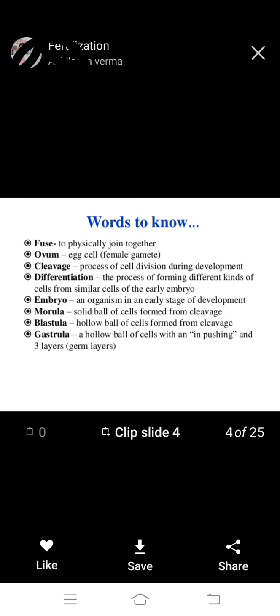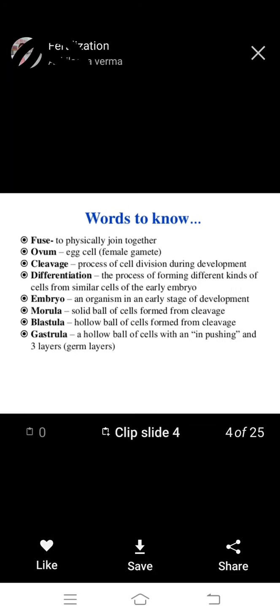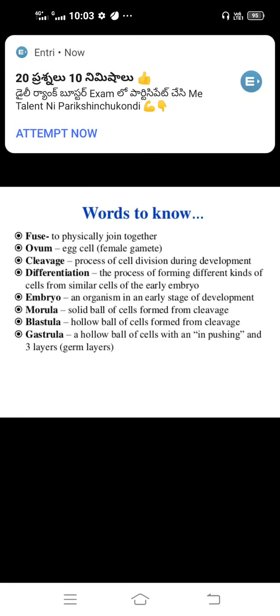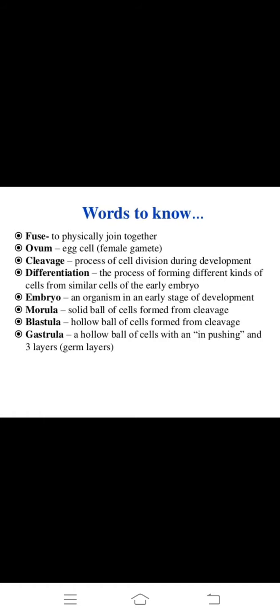The words to know. Fuse means to physically join together. Ovum: egg cell, the female gamete. Cleavage: the process of cell division during development. Differentiation: the process of forming different kinds of cells from similar cells of the early embryo. Embryo: an organism in an early stage of development.